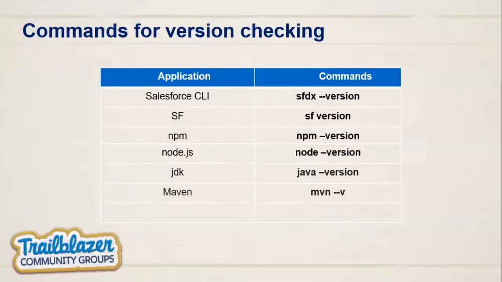Once you're done with all the prerequisites for both Java and JavaScript, here we listed the commands for version checking. For Salesforce CLI, you can use sfdx --version, or sf version. For npm, npm --version. For Node.js, node --version. For JDK, java --version. For Maven, it should be mvn --version.